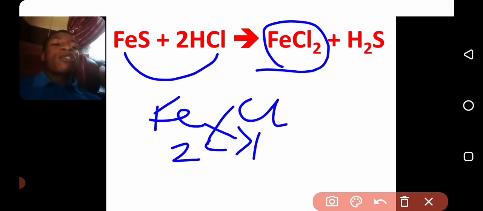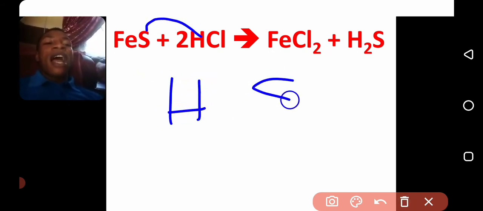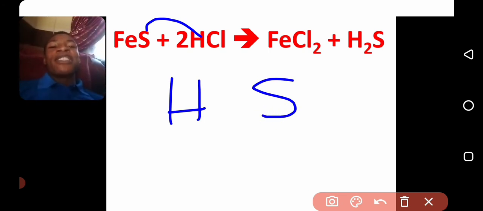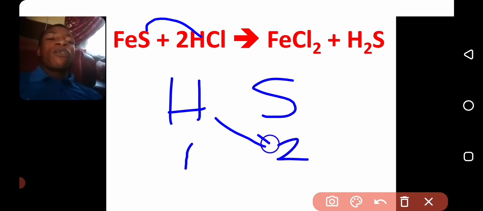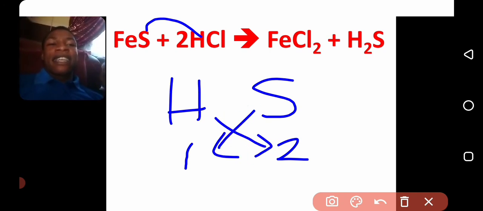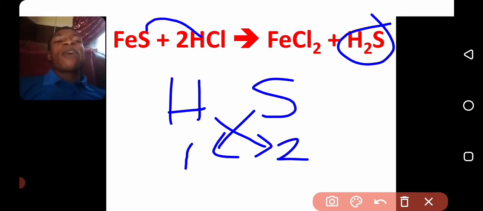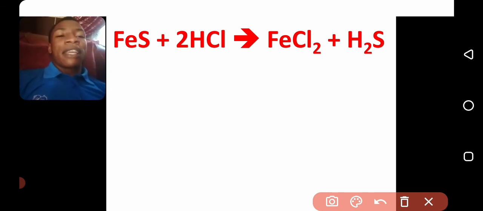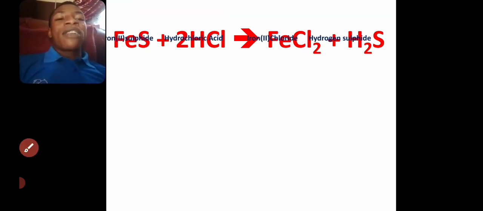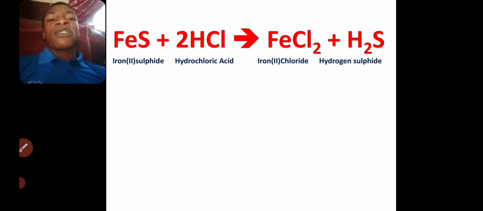The hydrogen picks up sulfur, giving us H and S. Valency of hydrogen is 1. Valency of sulfur is 2. That will give you H2S. So that's how we have H2S. It's a gas that smells like rotten egg. Let's see another example. So that's the name under it. Iron II sulfide plus hydrochloric acid gives you iron II chloride plus hydrogen sulfide.